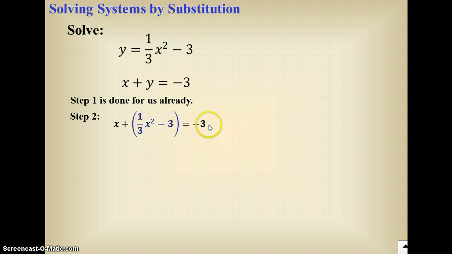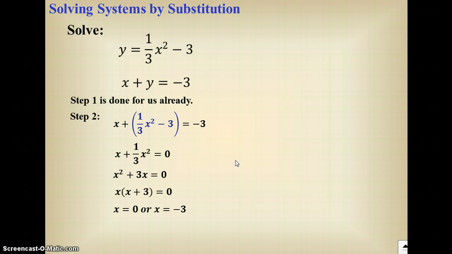So maybe I'm going to add 3 to both sides, multiply both sides of this equation by 3, eliminate my denominator, factor this quadratic equation. It's a baby quadratic, only 2 terms, so it factors as x times x plus 3, and solve this quadratic equation, x equals 0 or x equals negative 3. So I'm done step 2. I now have 2 values for x to try and find corresponding values for y.